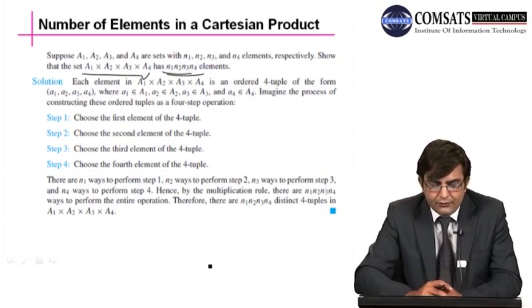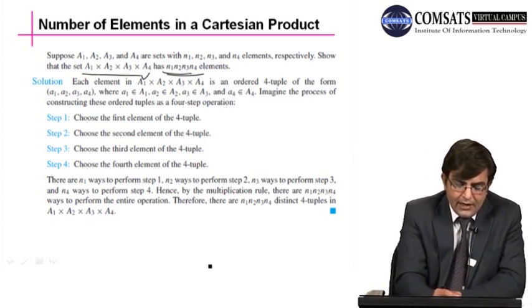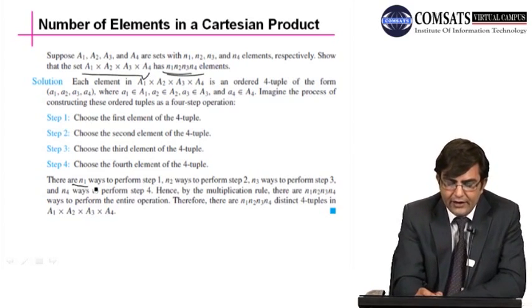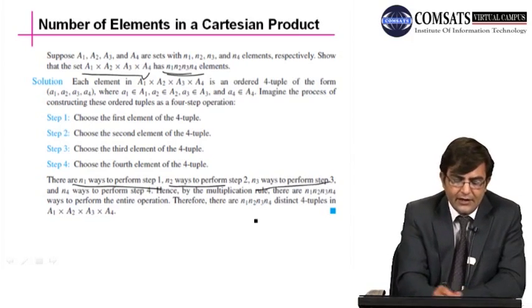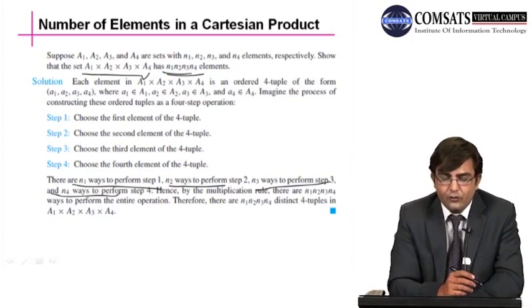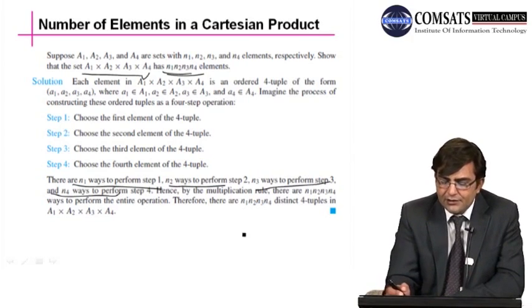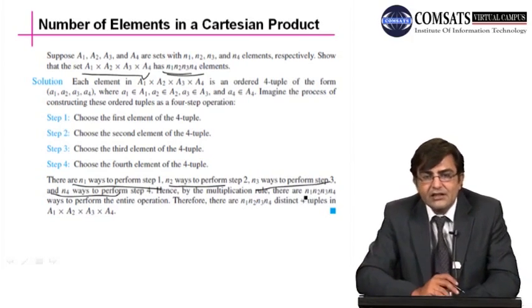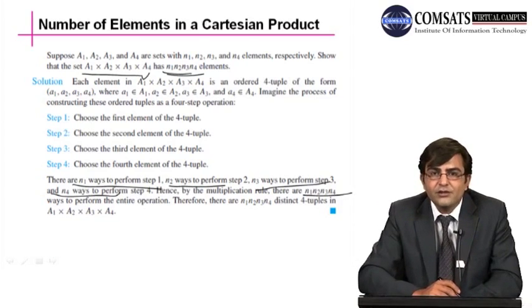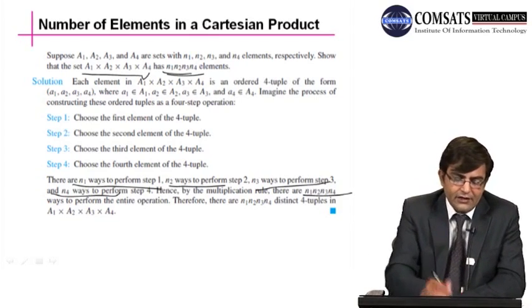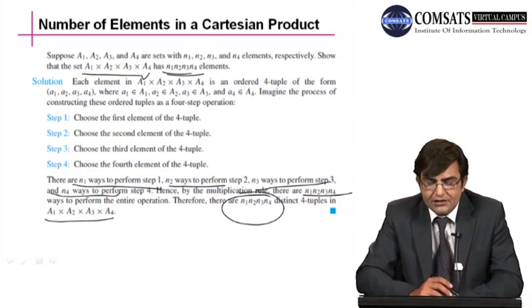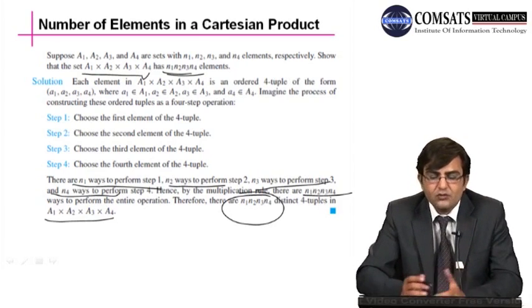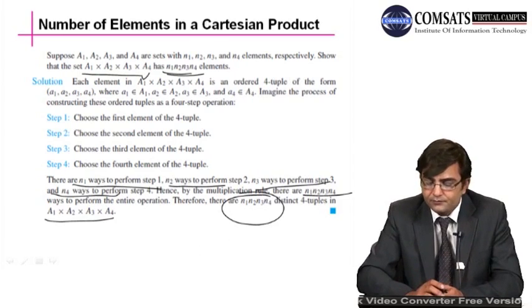By using the multiplication rule, there are n1 ways to perform step 1, n2 ways to perform step 2, n3 ways to perform step 3, and n4 ways to perform step 4. So by the multiplication rule there are n1 into n2 into n3 into n4 ways to perform the entire operation, and therefore we can say that the Cartesian product of A1, A2, A3, A4 has n1 into n2 into n3 into n4 elements. This is what we had to prove.